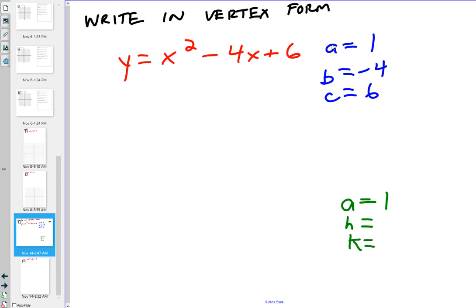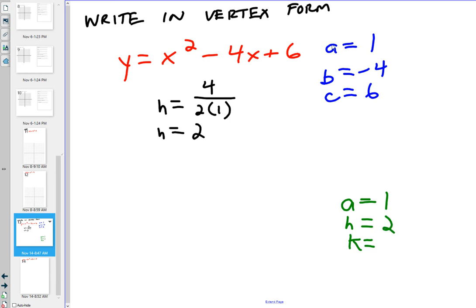Take a wild guess how we're going to find H and K. I'll give you a clue. I'm actually not teaching it to you today. I taught it to you yesterday. Good. We learned that H was going to be negative B over 2A. So if B is -4, this would be 4 over 2 times 1, which is 4 over 2, which is 2. I know that H is going to be 2.